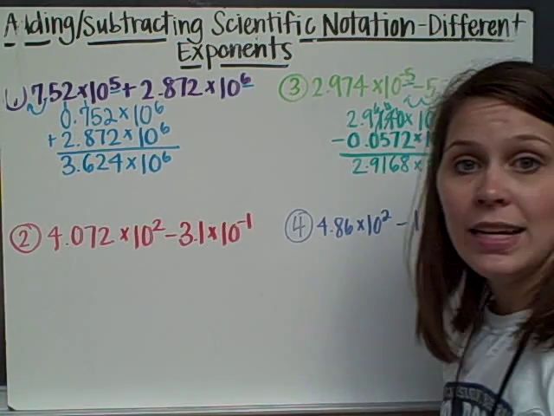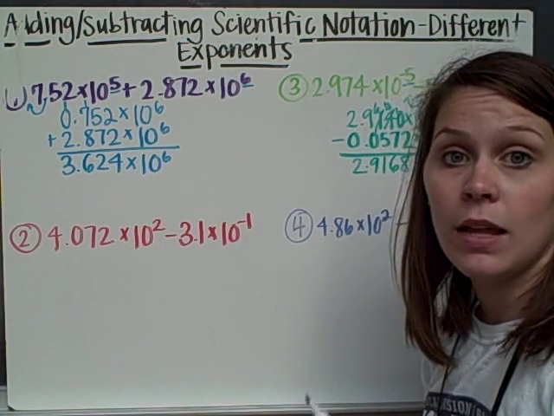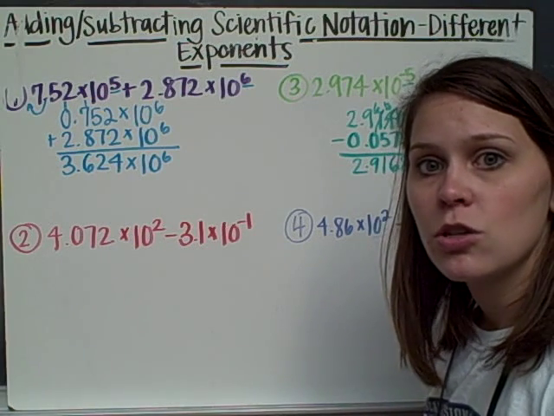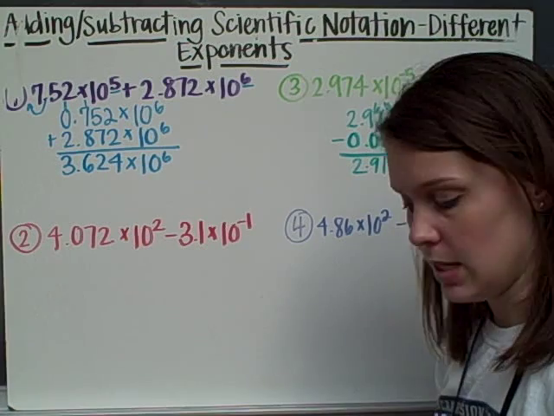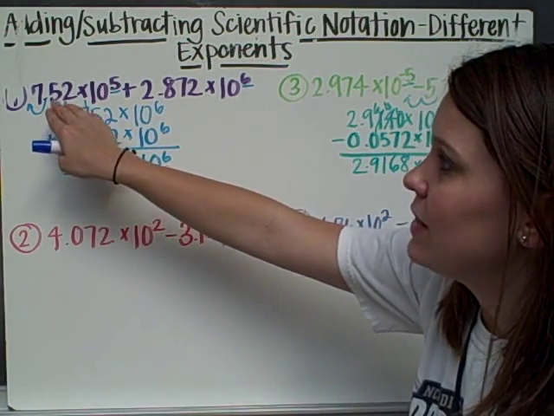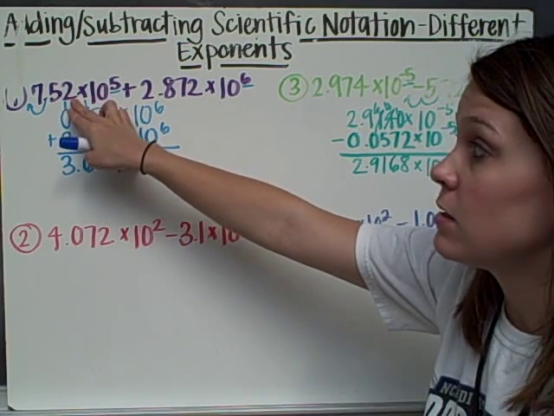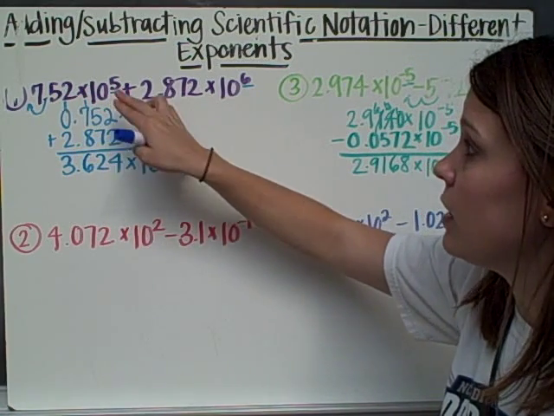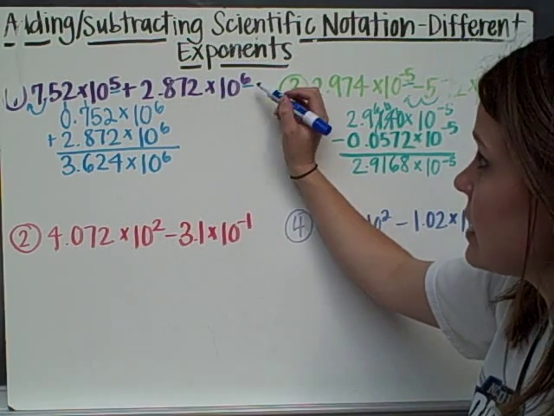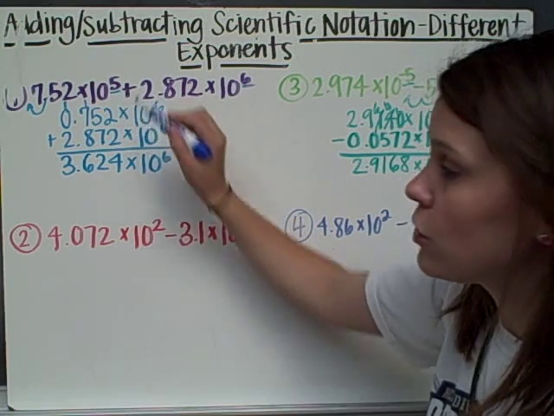Now, it would be very easy if that's all we had to do, but sometimes, like in our steps, we're going to have where the exponents are not the same. So what do you need to do when they aren't the same? So here we look at number 1. We have 7.52 times 10 to the 5th, plus 2.872 times 10 to the 6th. If you notice, our exponents are not the same.